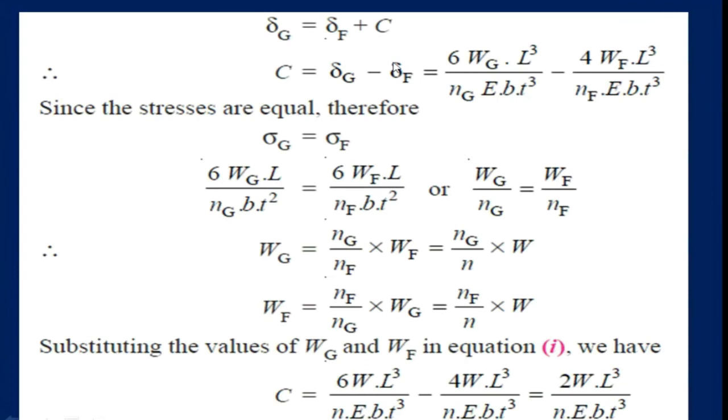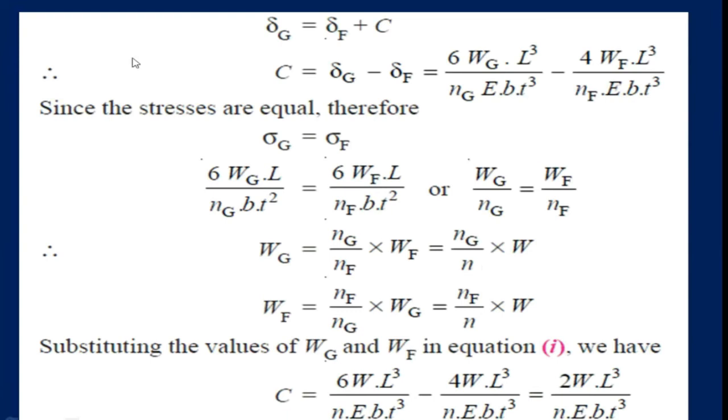Now, since this is in terms of deflections, by considering the proper value of the gap C, you can make these stresses equal. So sigma G is equal to sigma F. Sigma G is equal to 6WGL divided by this one. From this, load divided by number of active coils, you can write the equation for WG and WF in terms of total load and total number of coils. NG plus NF is equal to N. Okay, so that's what we have discussed.